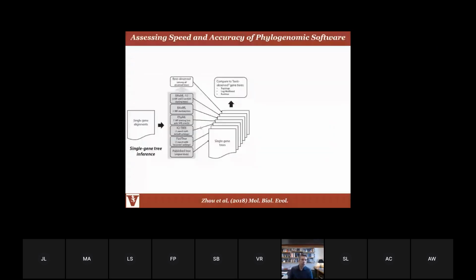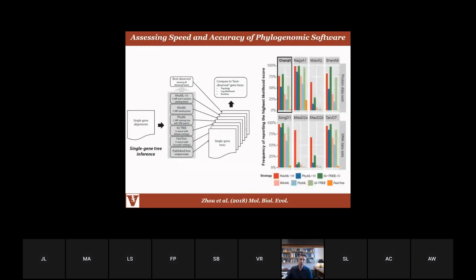One thing that we wanted to evaluate is the speed and accuracy of phylogenomic software. There are several different tools like RAxML, PhyML, and IQ-TREE. So we launched a project to evaluate, if we had all these single gene alignments and we ran them through all these different software, which one found the best tree and how often.